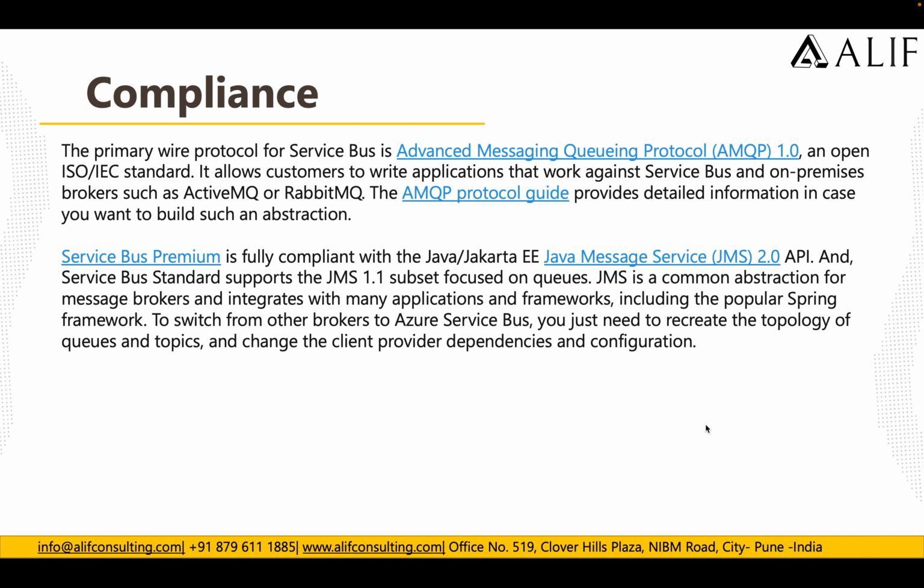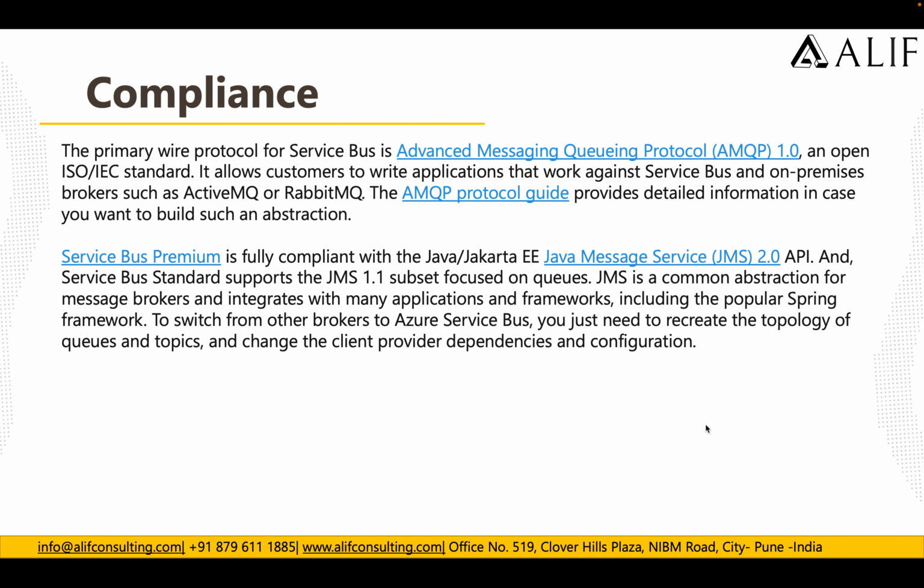The next thing which we have is compliance. So the primary wire protocol for Service Bus is AMQP 1.0, an open ISO/IEC standard. It allows customers to write applications that work against Service Bus and on-premise brokers such as ActiveMQ and RabbitMQ.